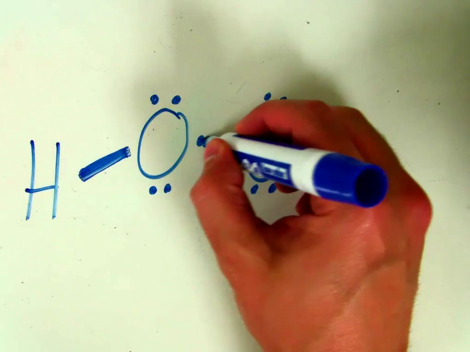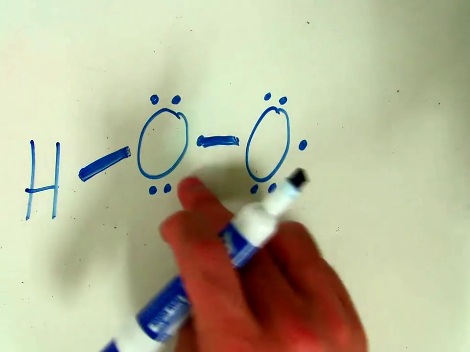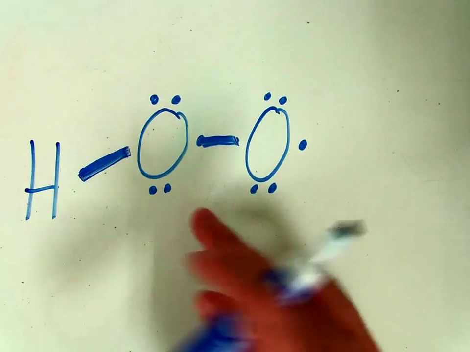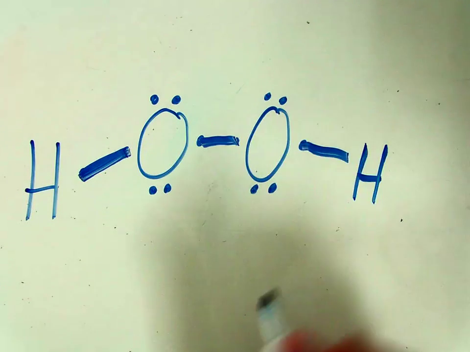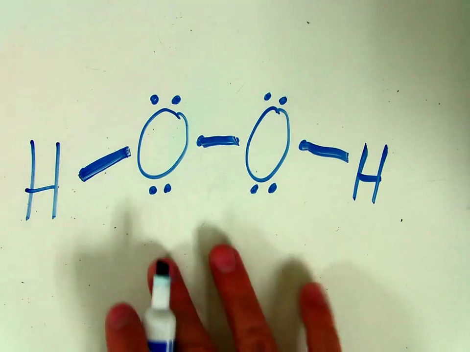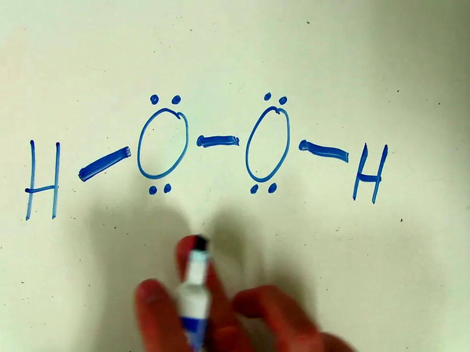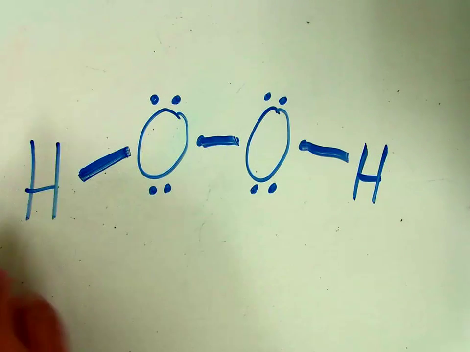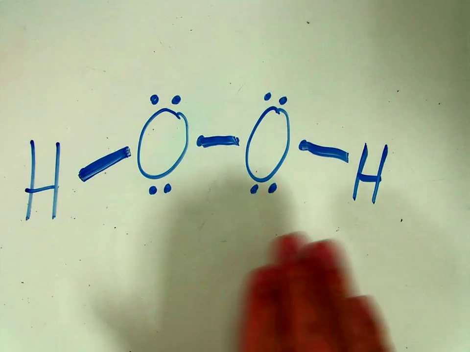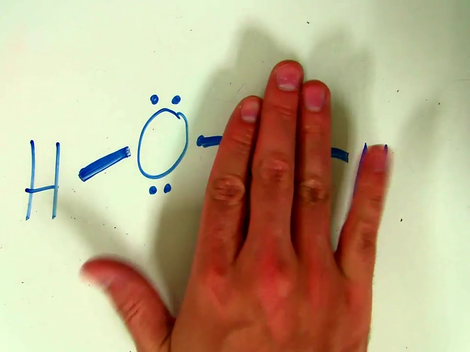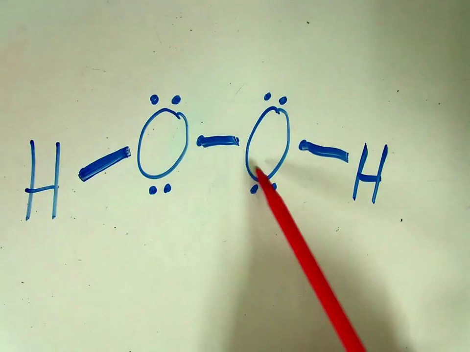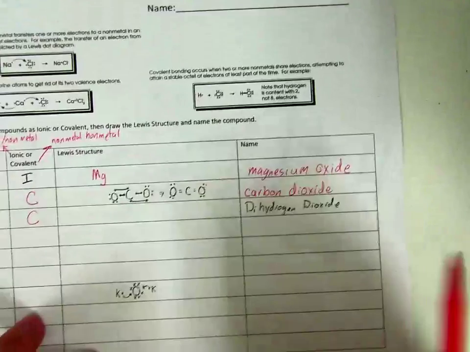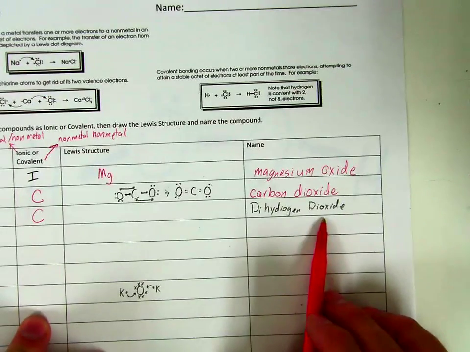The 2 oxygens are going to bond with each other. They're going to share one between the 2 of them. And then we're going to have another hydrogen bonded over on the side. That's how we're going to make H2O2, which is different than H2O. H2O would just be that, right? You get the idea. No second O there. And that's dihydrogen dioxide.